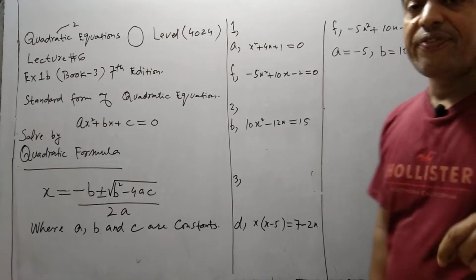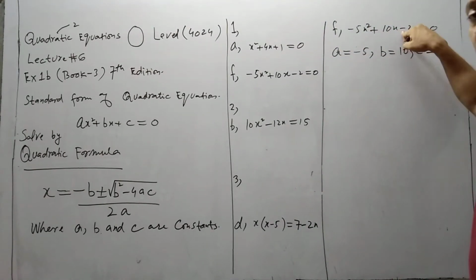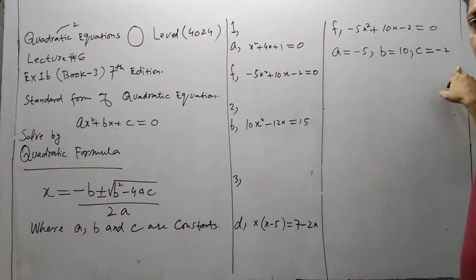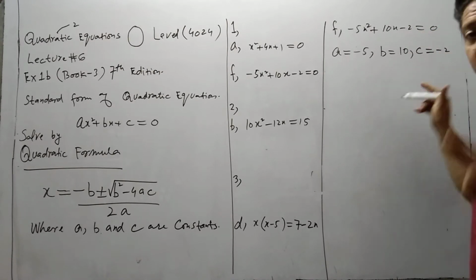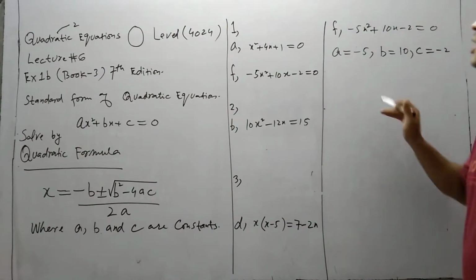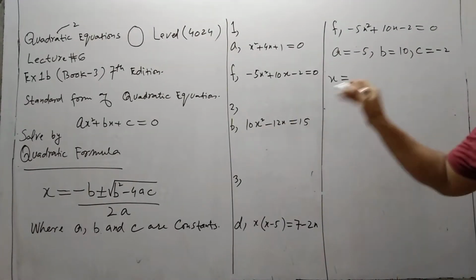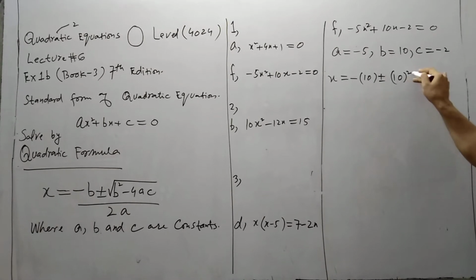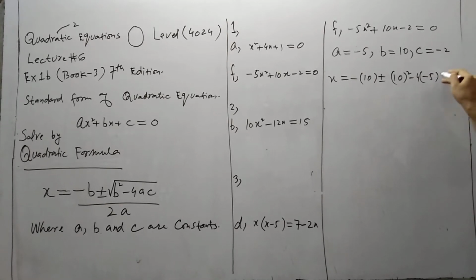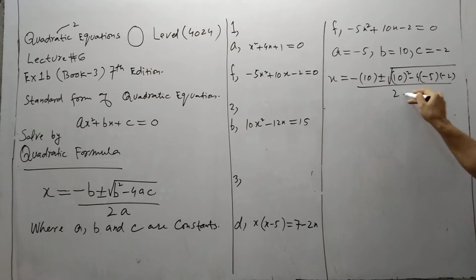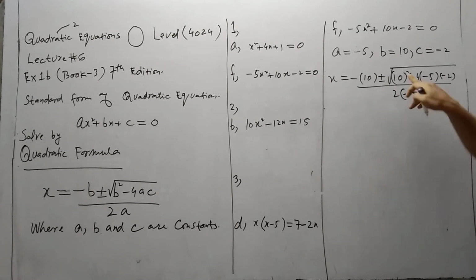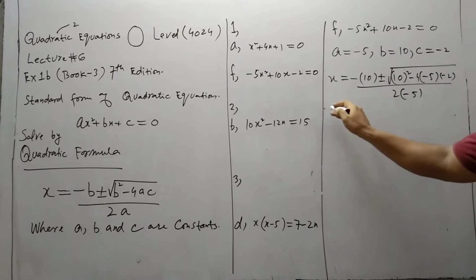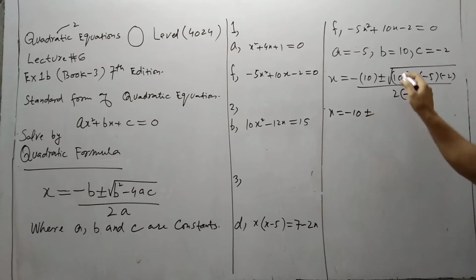Student, if you see minus sign, you must write the value including minus sign. Don't write c is plus 2. If you write c is plus 2, your answer gets wrong. Now applying the formula, minus b is minus 10 plus minus square root of b square minus 4ac upon 2a. b square minus, from formula, 4 multiplied by a is minus 5, c is minus 2. Then x is equals to minus 10 plus minus, 10 square is what?